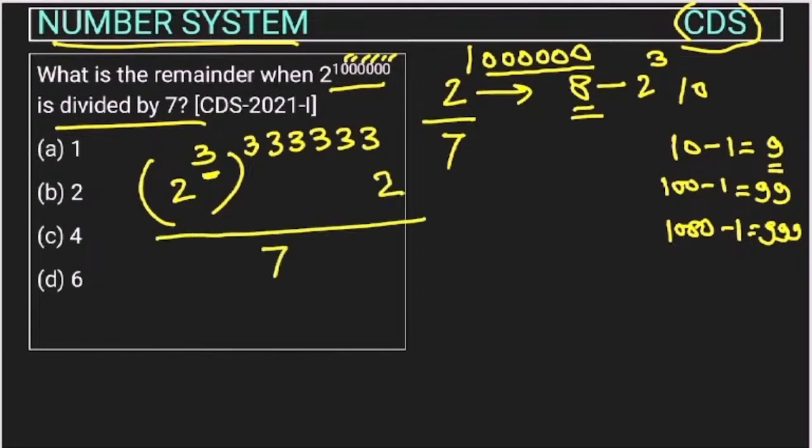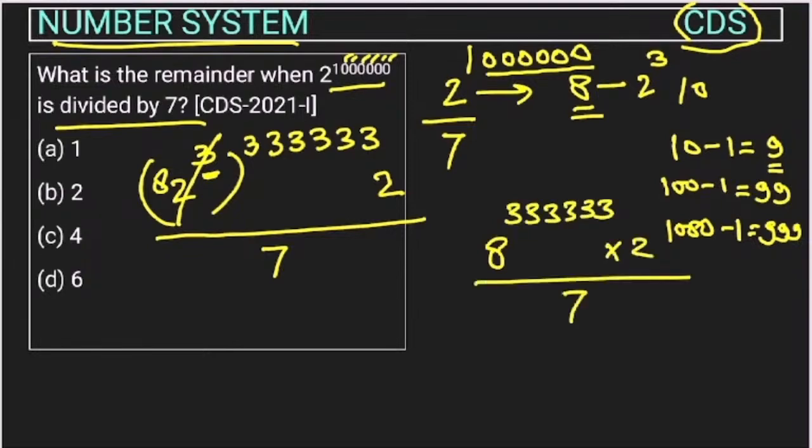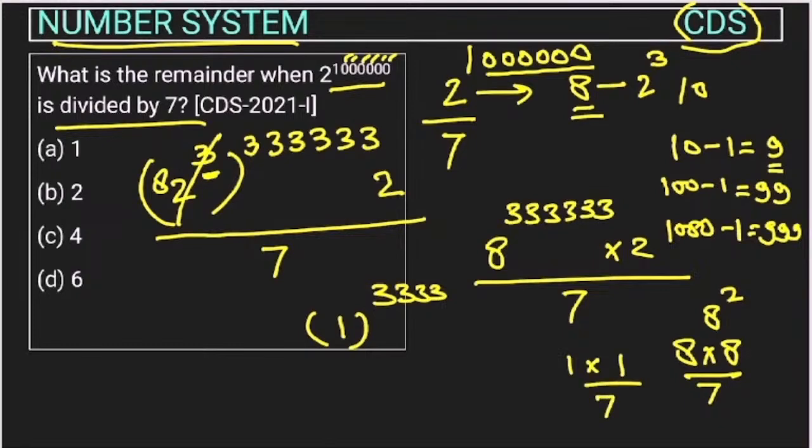Divided by 7. Now 2 to the power 3 is equal to 8, so this becomes 8 to the power of 6, times 2, upon 7. When we divide 8 by 7, the remainder will be 1. So this becomes 1 to the power of this many times. If the power is like 8 into 8 divided by 7, here 1 remains and here 1 remains, so we can multiply them. The remainder will be 1.